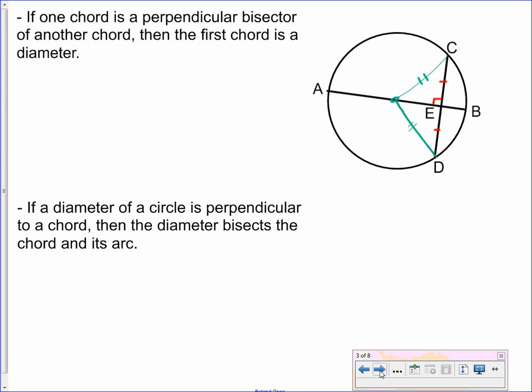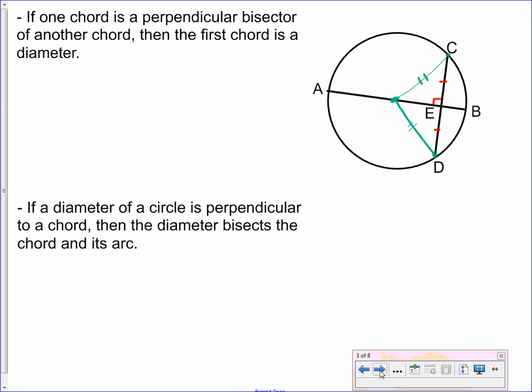So that's telling us we got to be going through the center of the circle. To have this point be the same distance from C as it is from D, we have to be going through the center of the circle. All right, which makes chord AB a diameter. All right, next one on the bottom.